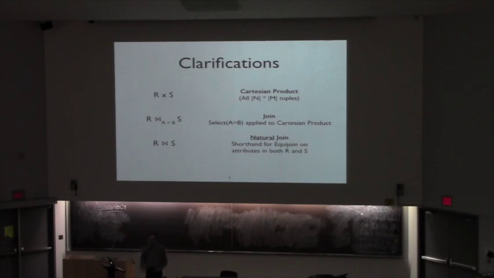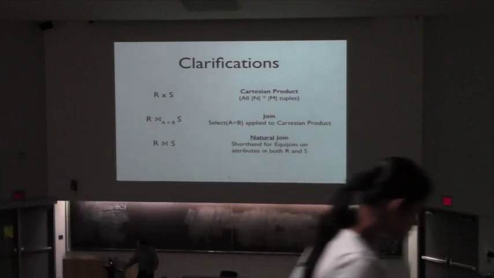And if there is no subscript, what you can refer to that as is a natural join, which is to say you take every attribute that appears in both columns, and you do an equi-join on all of those attributes. So if you're trying to express a specific join, you need a subscript denoting precisely what your join condition is. Otherwise, the general assumption is that it's a natural join. Any questions on that? Is this clear? All right. Cool.